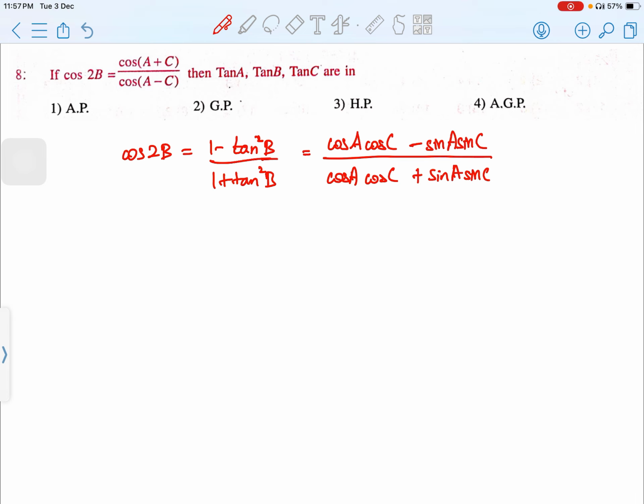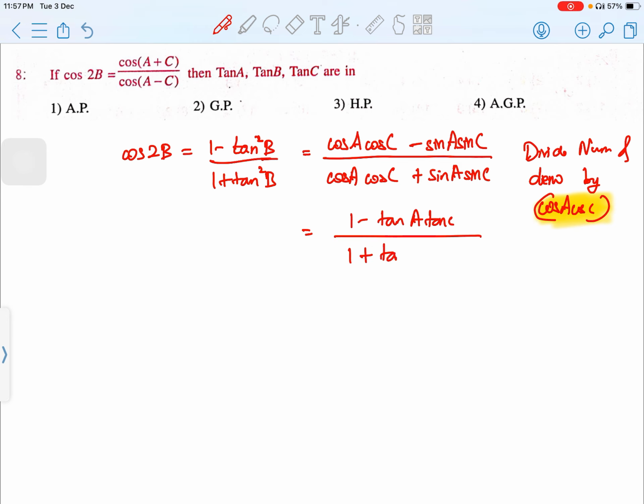If you divide the numerator and denominator by cos A cos C, you get 1 minus tan A tan C. How? Divide the numerator and denominator by cos A cos C to make your first term a coefficient of 1. So you will have 1 minus tan A tan C by 1 plus tan A into tan C.